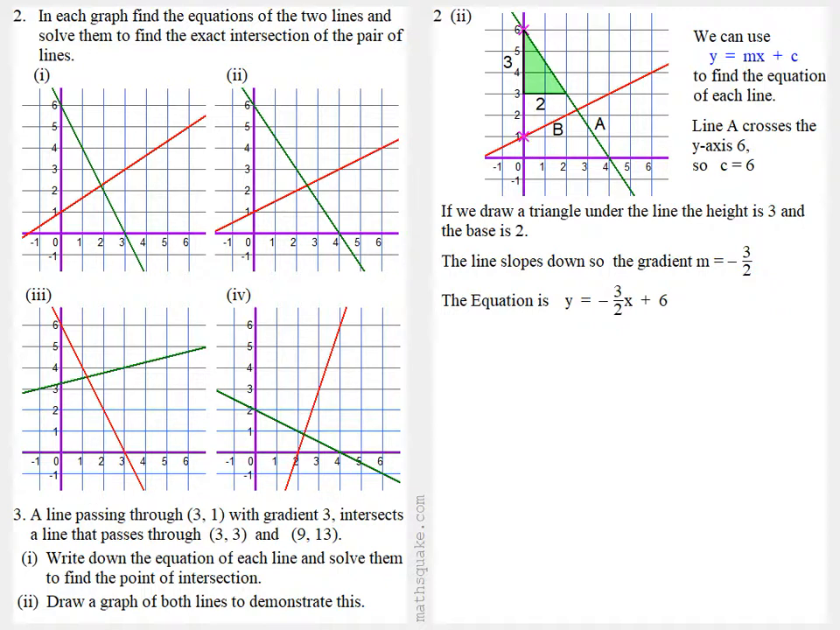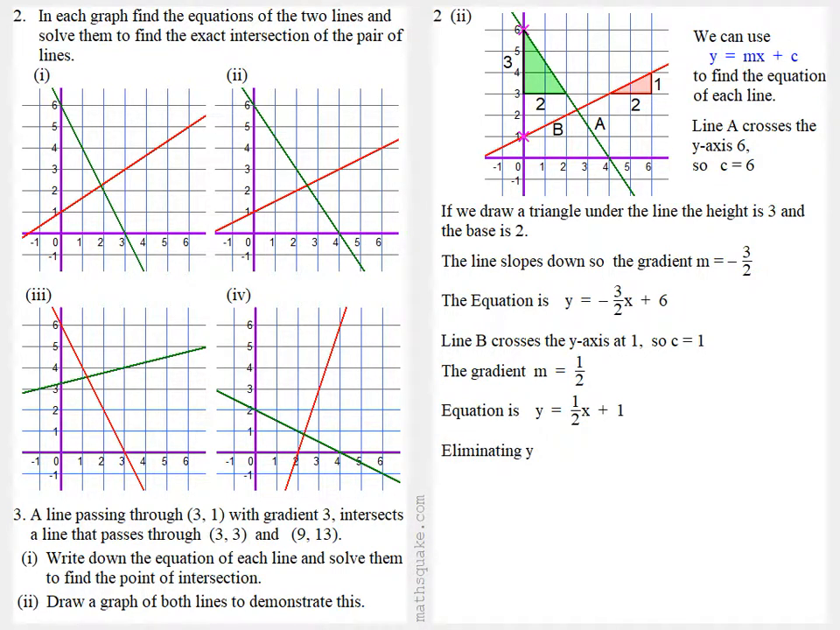If we look at line B, it crosses the y-axis at 1, so c is equal to 1. And if we draw a triangle underneath it, we can see the gradient is 1 over 2. So the equation is y equals a half x plus 1. Now to solve these two equations, we can eliminate y by equating them. So a half x plus 1 is equal to minus 3 over 2x plus 6. Now if we add 3 over 2x to both sides and subtract 1, we end up with 2x equals 5. In other words, x is 2.5.